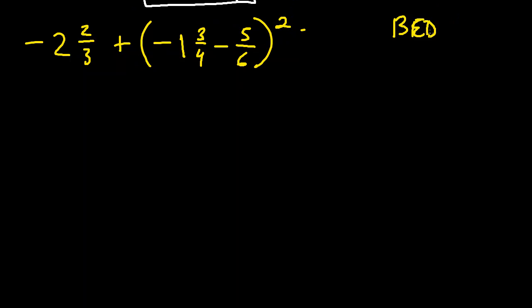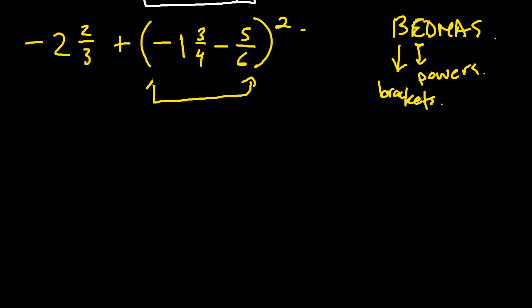So according to BEDMAS, we have to do exponents or powers before we do any addition, right? So we have to take care of this first. However, before exponents, look what's present: brackets, right? So we actually have to take care of these brackets first. So we have to do the operations in the bracket.